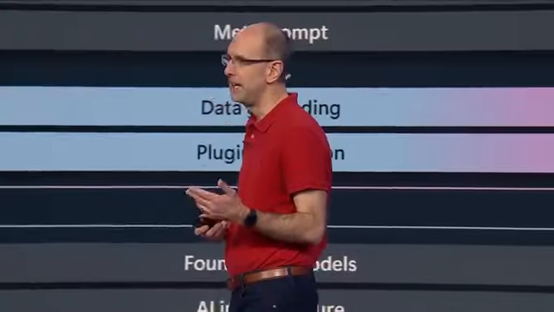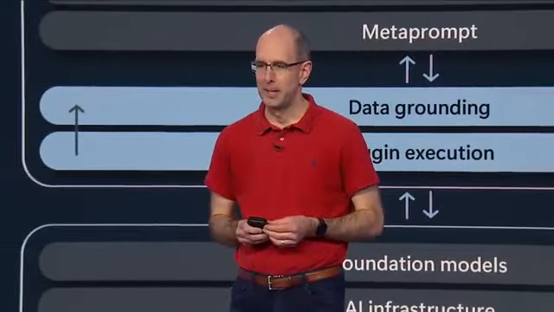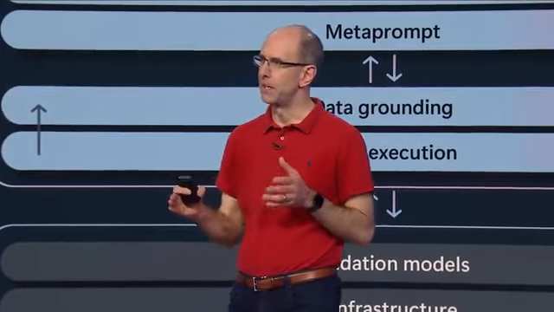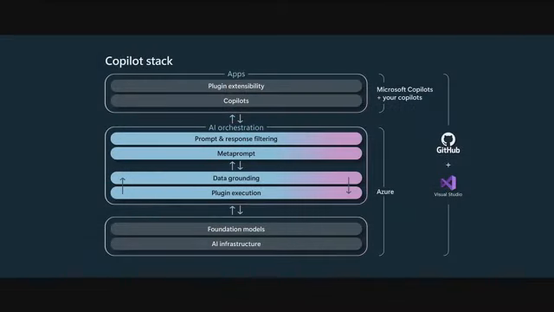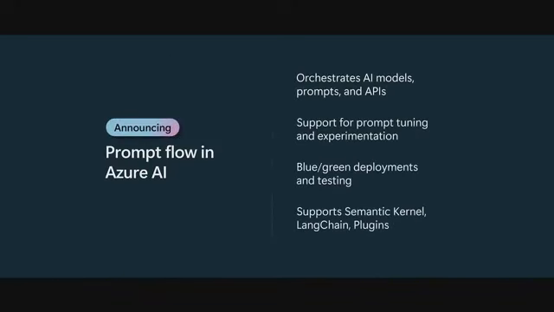So data grounding is a critical part of how we build applications. As Kevin covered in his talk, AI orchestration also includes prompt engineering. And prompt engineering involves constructing the prompt and the meta prompt that you provide the AI model to produce a stronger, more specific response for the user. And this week at Build, we're introducing our new prompt flow support in Azure AI.